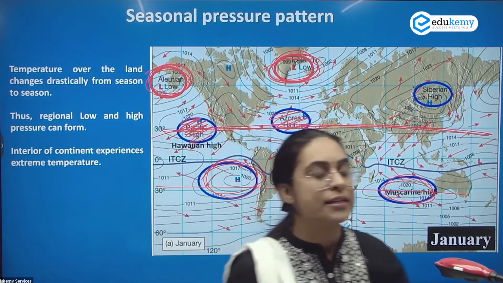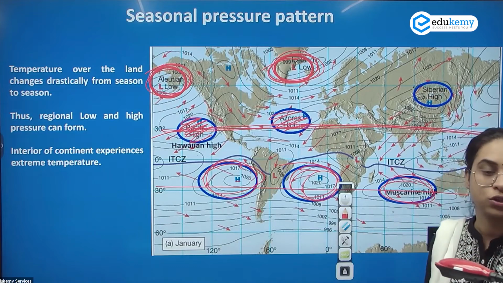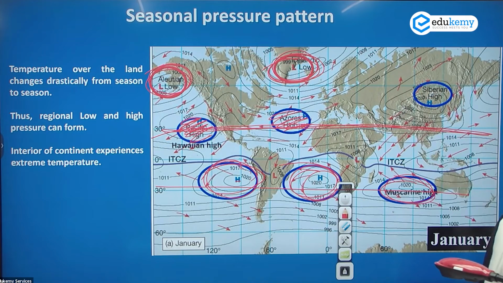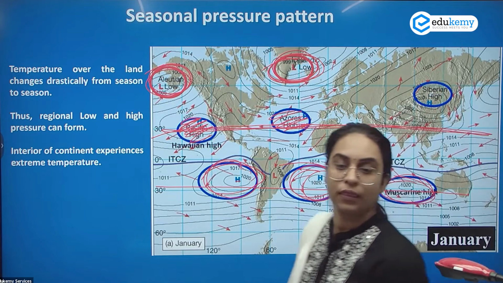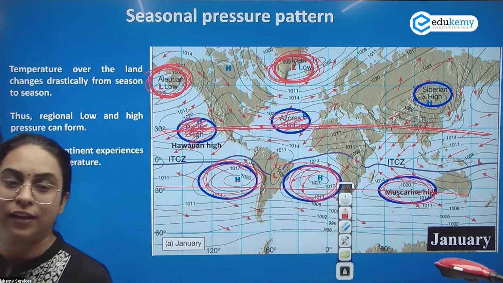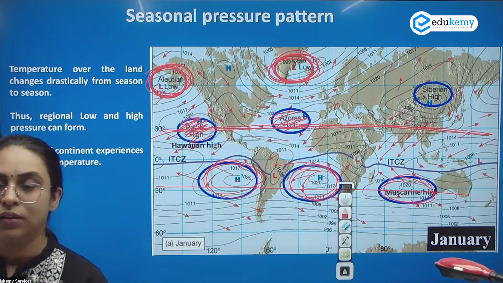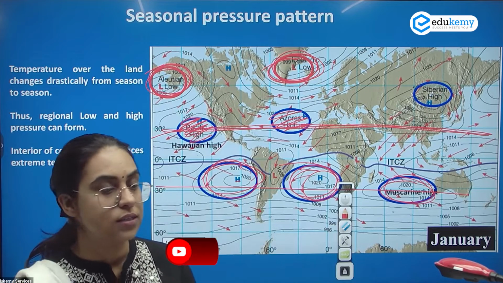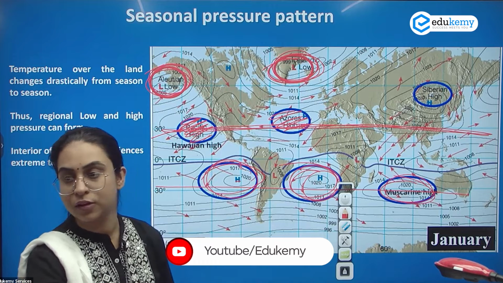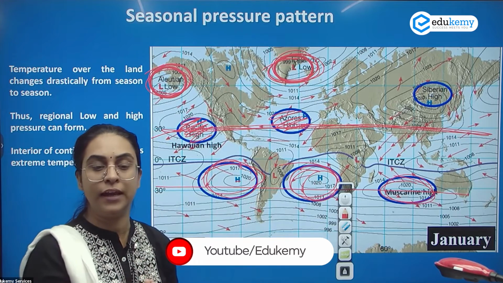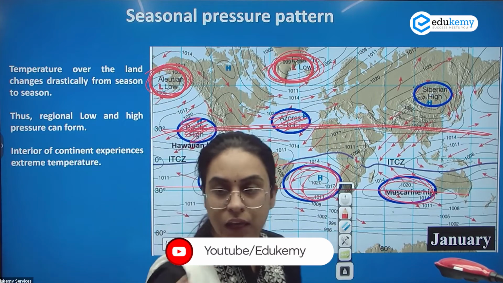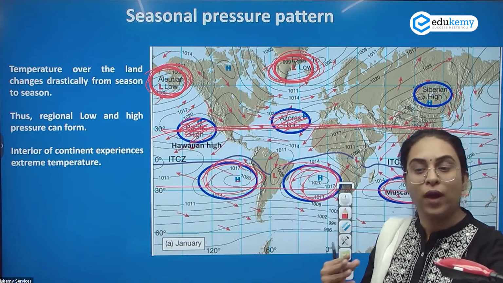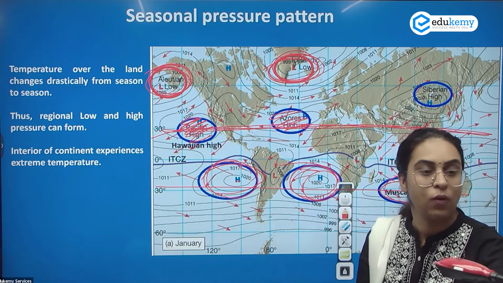Why are we just showing cells on the oceans? We are not showing much except the Siberian high. So we are showing cells only on the oceans. The only cell we are seeing on land is the Siberian high. Why? Can somebody tell me why? What we are showing here are permanent pressure cells, which will remain all the time, be it in the summers or in the winters. It will always be there. Therefore, we are showing them. So where do you think there can be permanent cells?